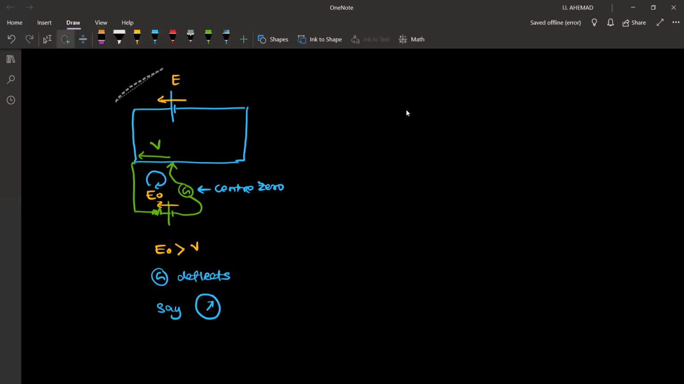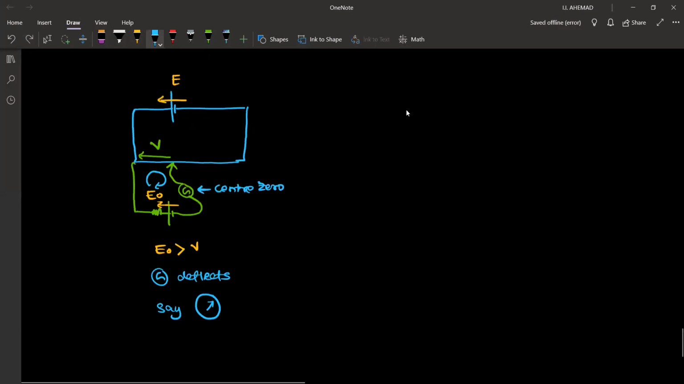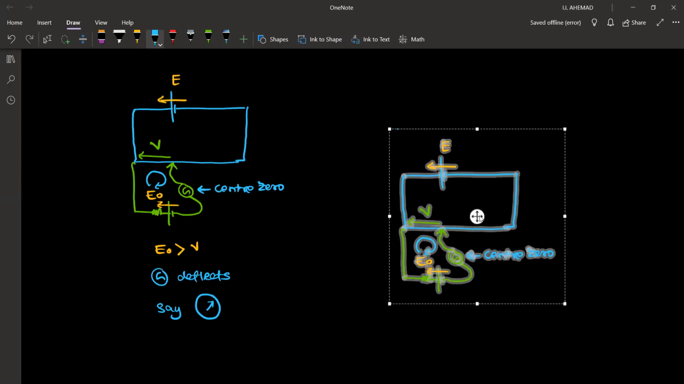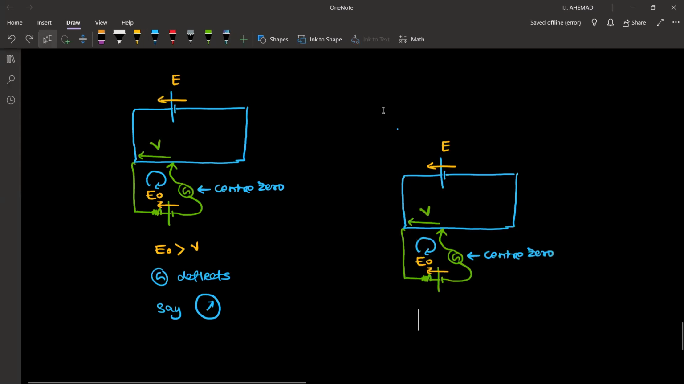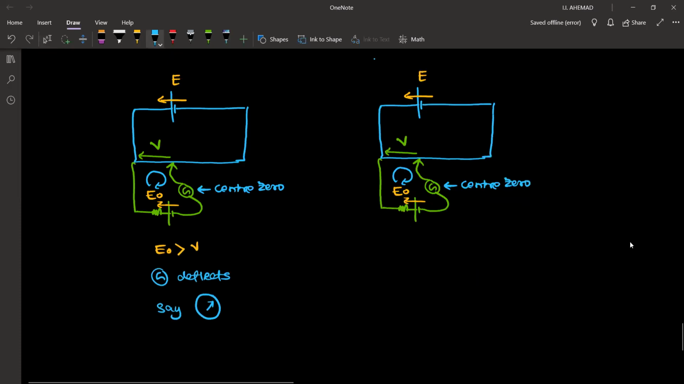The same setup. But this time E naught is equal to V. If E naught is equal to V, the galvanometer has no deflection, because there won't be a current flow in the secondary circuit, okay? Not the primary, in the secondary.